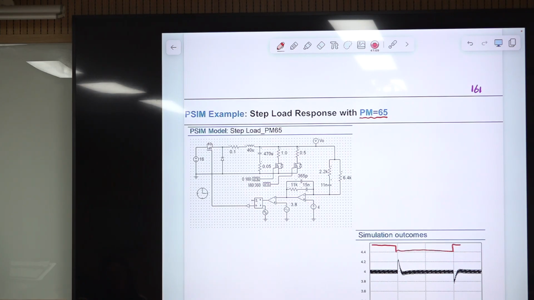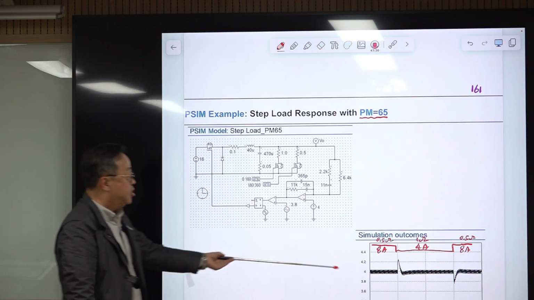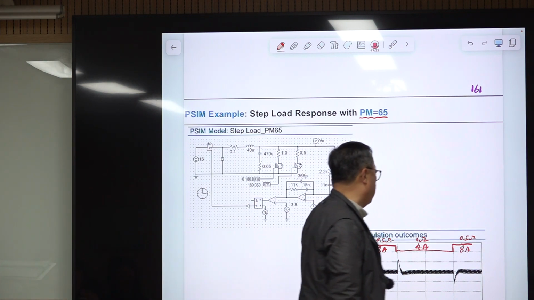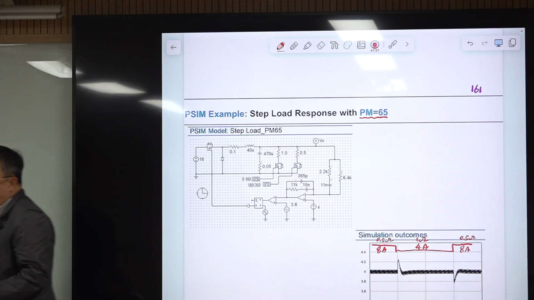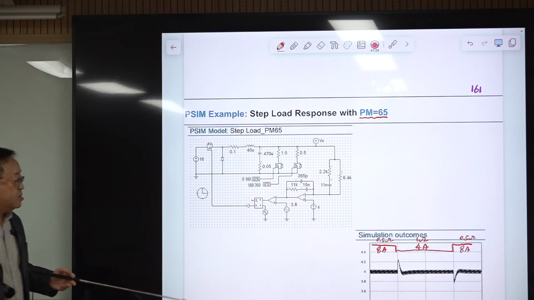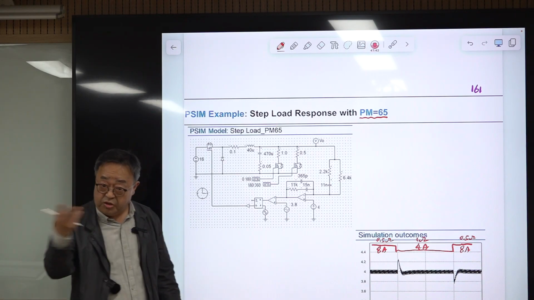This region is up, current is 8, 4, 8. Okay, this is 0.5 ohm, this is 1 ohm resistance and 0.5 resistance. Okay, we know this because of the direction of this. Okay, overshoot and undershoot is telling this information, and this transient response is fast compared to the other one.